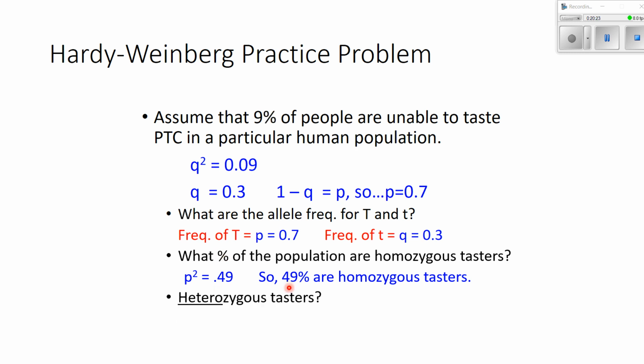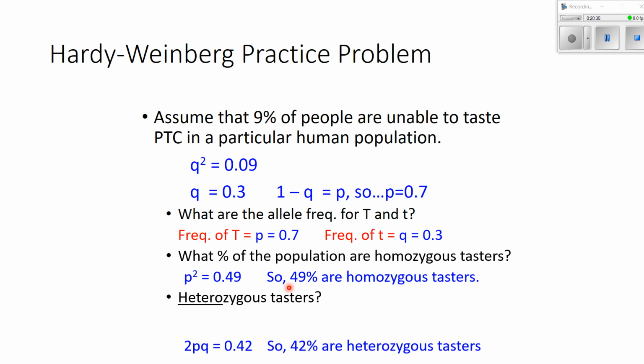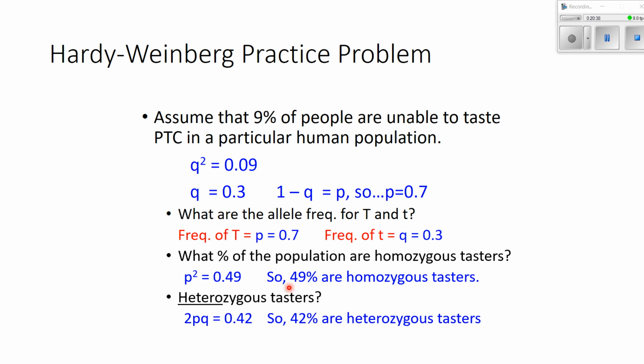And heterozygous tasters, remember, heterozygous individuals, that's 2 times P times Q. I'm sorry, y'all, this is animating, so irritating. Here we go. 2 times P times Q, you just punch in 2 times 0.7 times 0.3, it comes up 0.42, so 42% are heterozygous tasters.